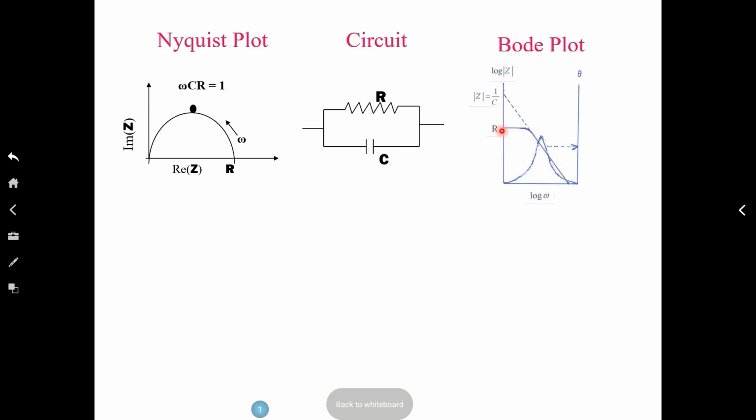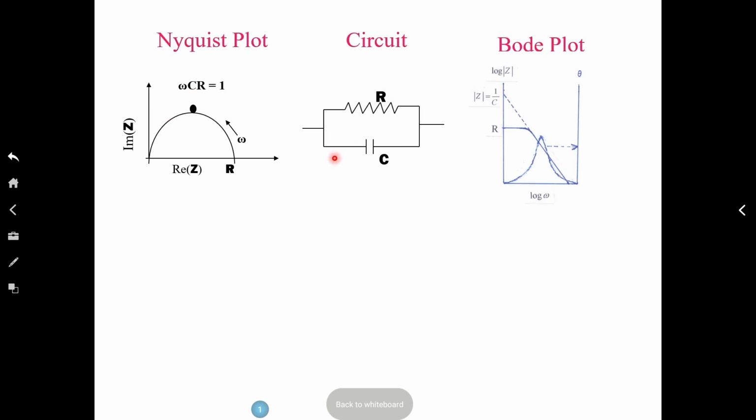And that plot gives you this R, which is exactly the same as this R. And if you extend the linear part, the intersecting point will be equal to 1 over C. So you can get C from this spectrum. And that C should match with this C that you get on the Nyquist plot.